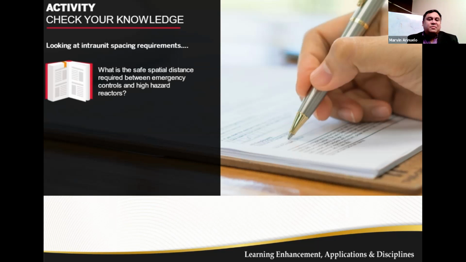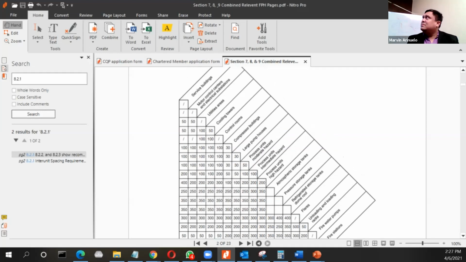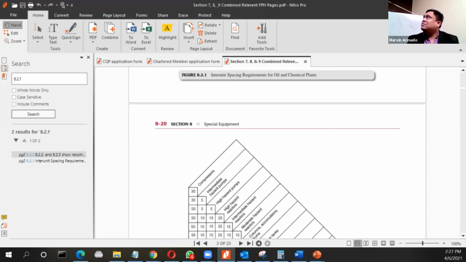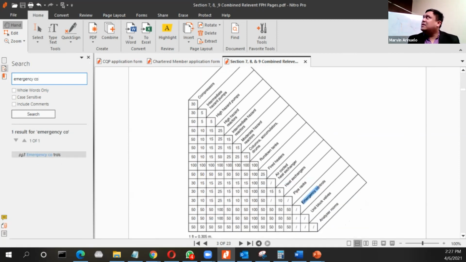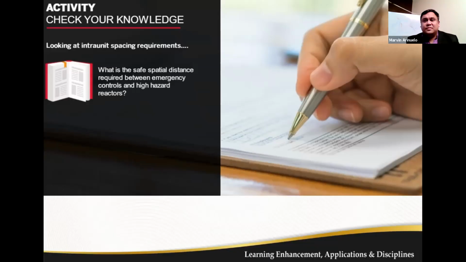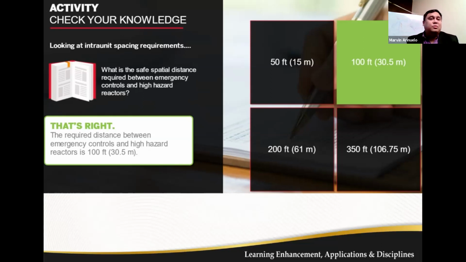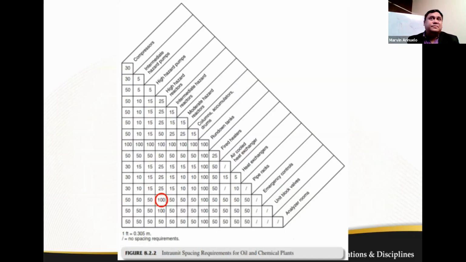Another question: what is the safe spatial distance required between emergency control and high hazard reactor? So the same thing, emergency control, high hazard reactor. I think 8.2.2, and then high hazard reactor. So here you will get 100. Okay. So it is 100 feet. No? 8.2.2. So this is how it looks like.